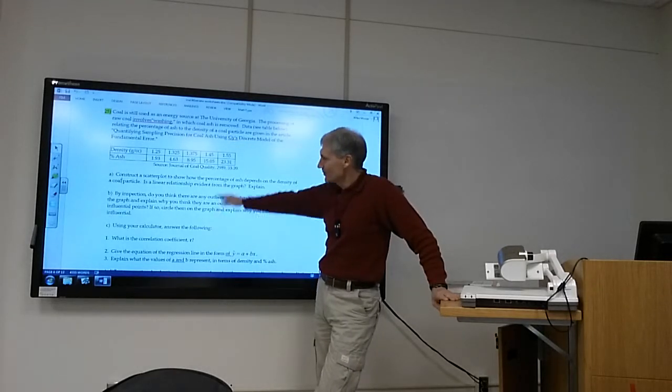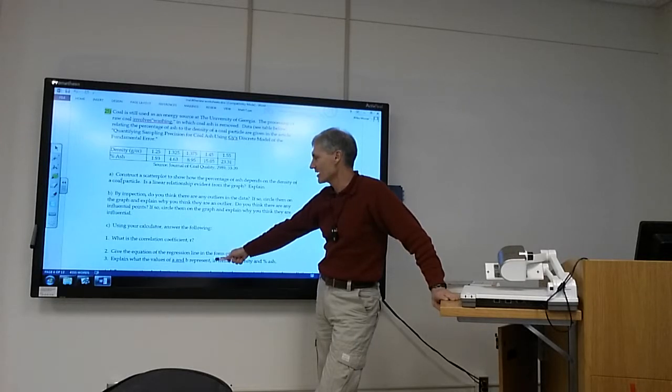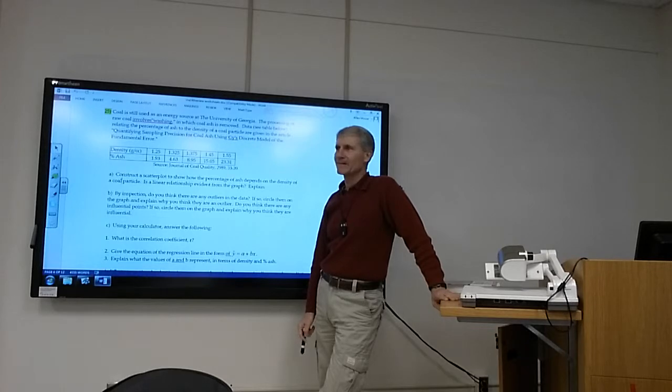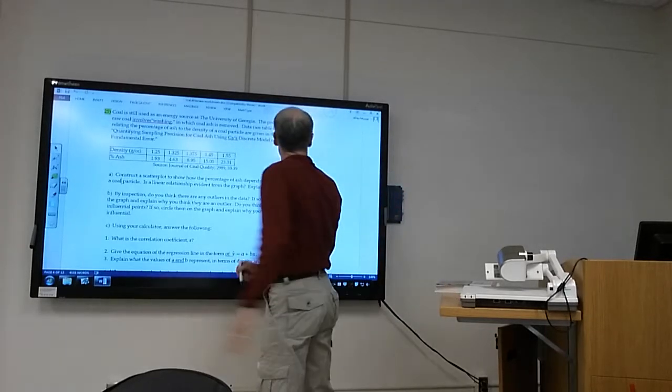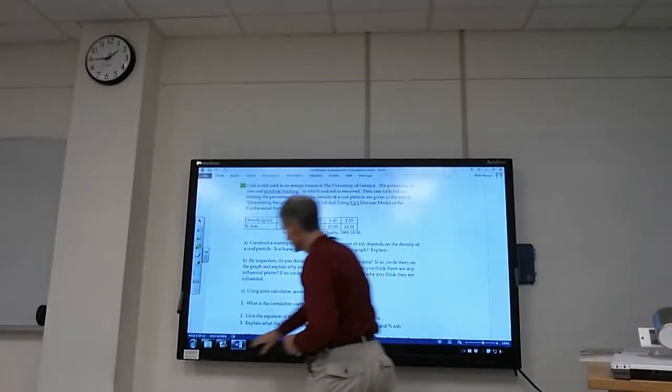So how do you compute the correlation coefficient and get the equation of the regression line using your calculator? Put it into L1 and L2 and then run it.